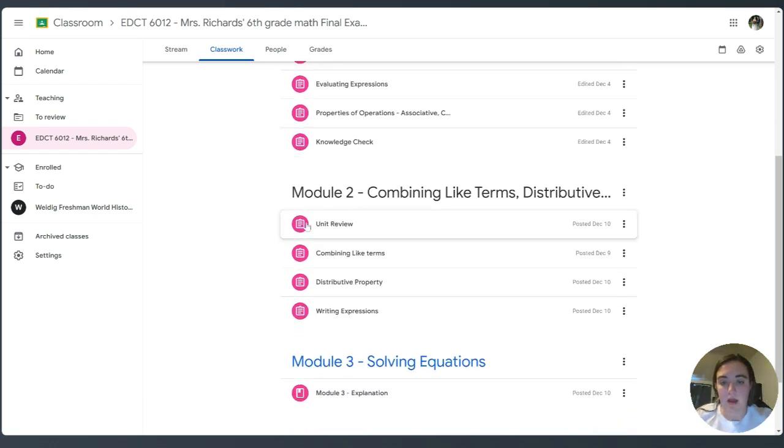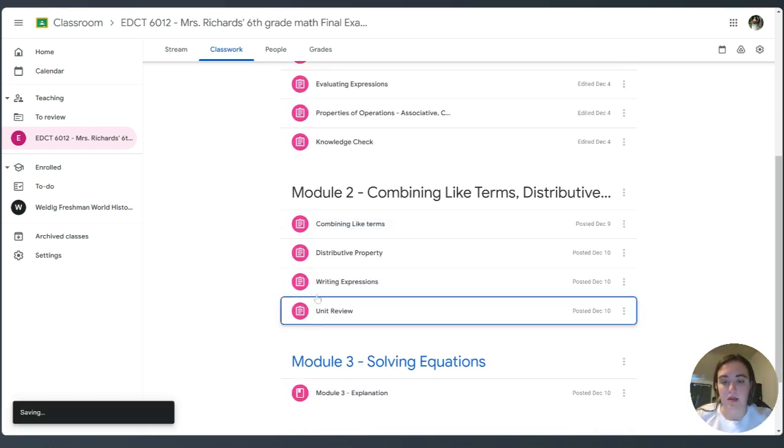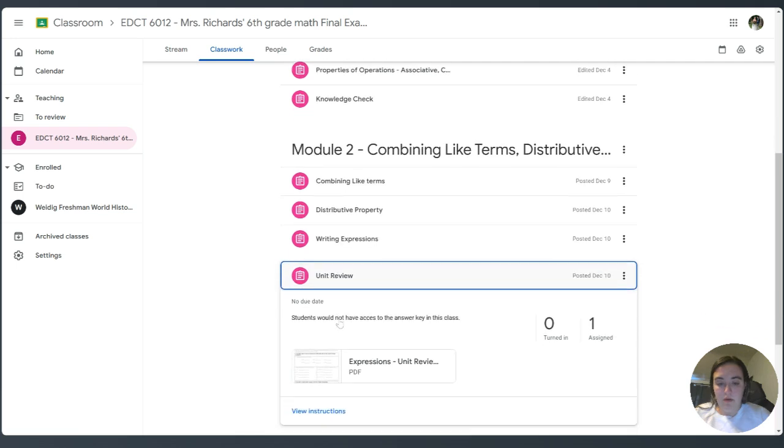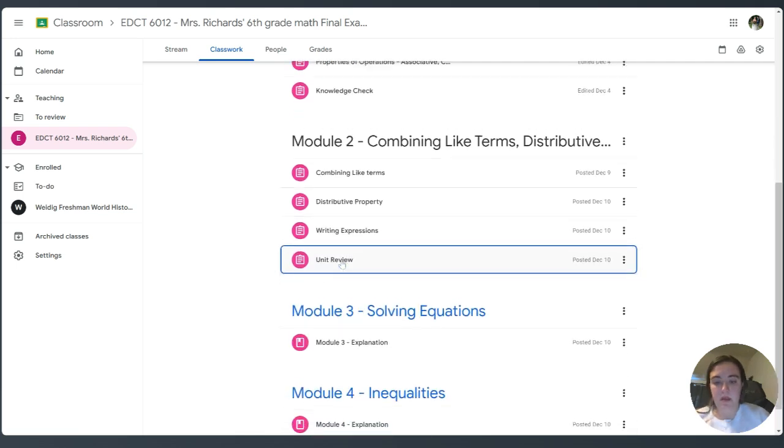Then I have set up Module 2, which covers combining like terms, distributive property, and writing expressions. So Module 2 is kind of an extension of Module 1. So at the end of Module 2, students would fill out a unit review on expressions.